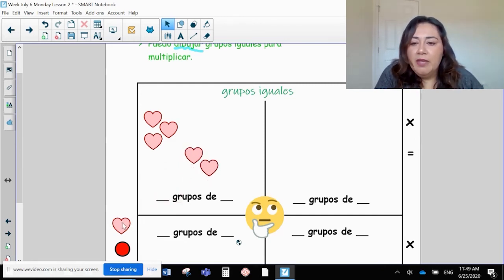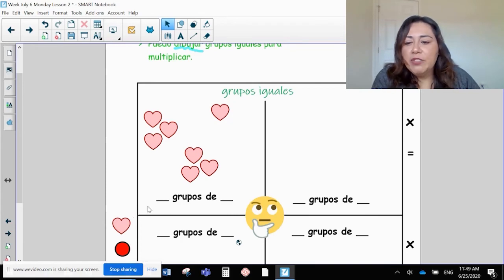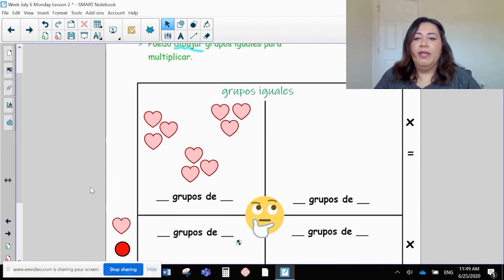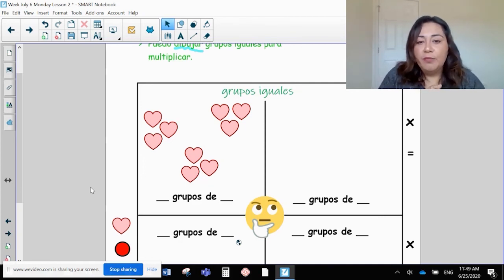Coloco otro por aquí y otro por aquí. Y aquí hay mucho espacio en blanco. Vamos a poner otro por aquí, y otro por aquí. Muy bien. Así que ahora tomen un segundo y traten de trabajar este ejemplo. Les voy a dar un tiempo. ¿Listos? Vamos.